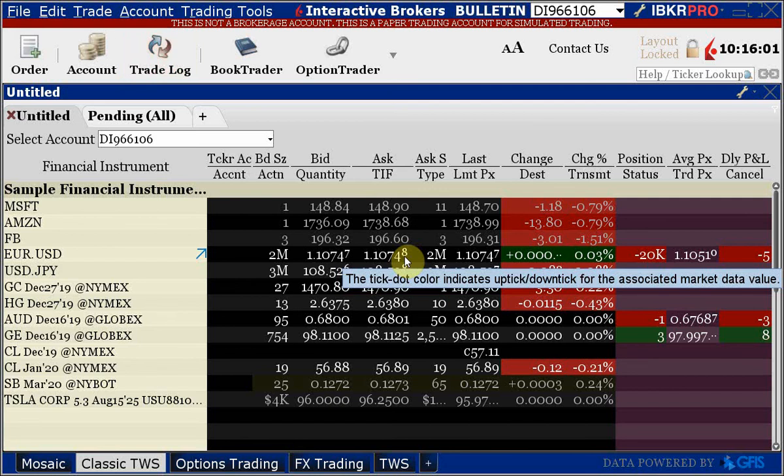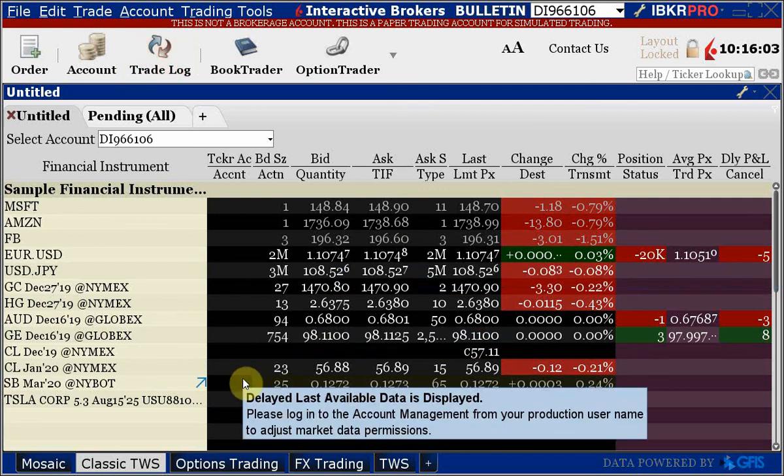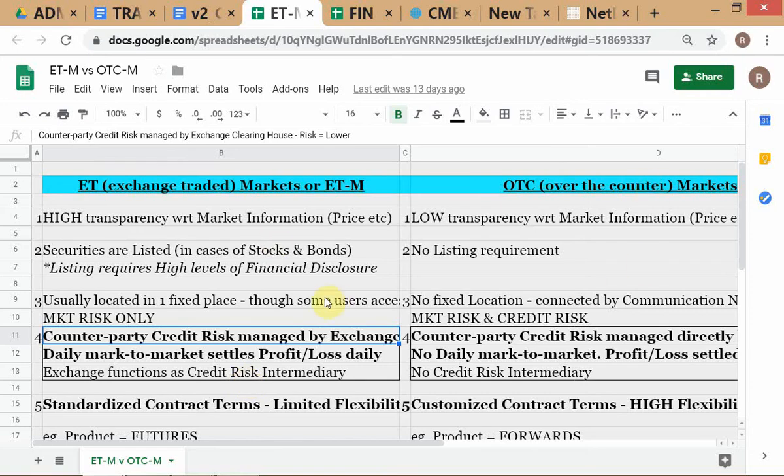So one of the things we can say about the ETM versus OTC differences is that in ETM you have only market risk and no credit risk for all practical purposes. Technically, of course, if the clearinghouse defaults, then you will have a problem if the clearinghouse goes bankrupt. But so far it has not happened.